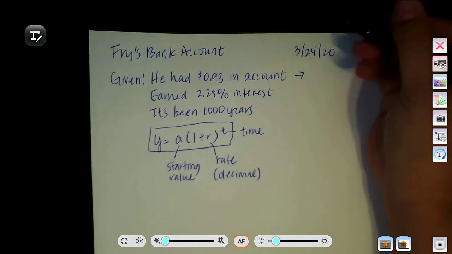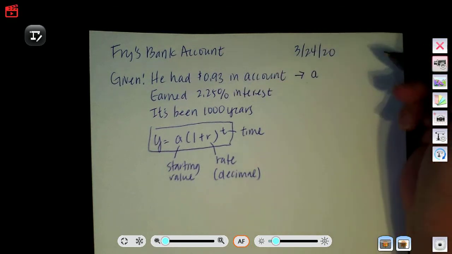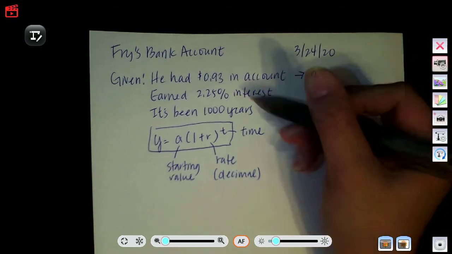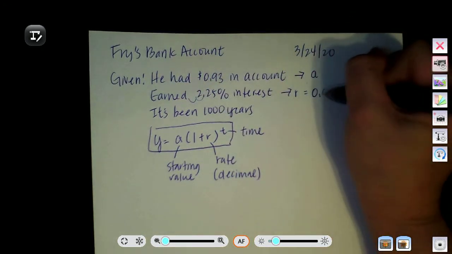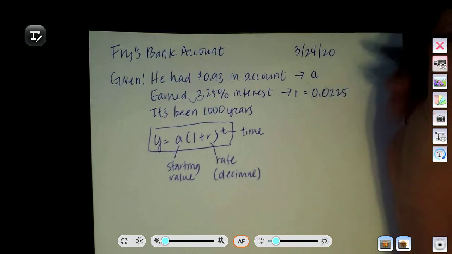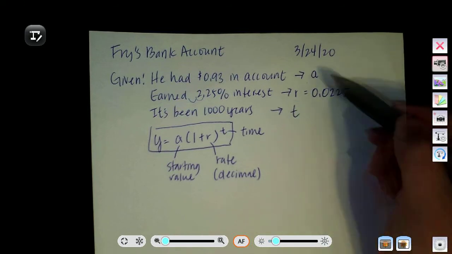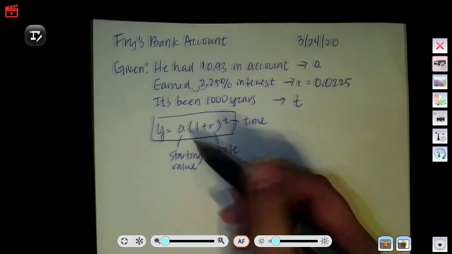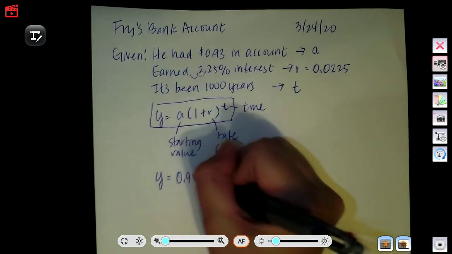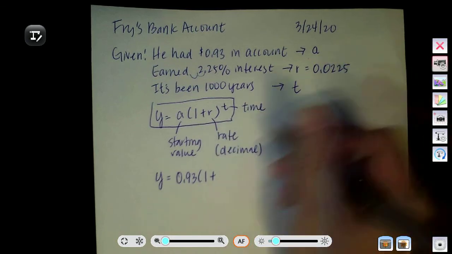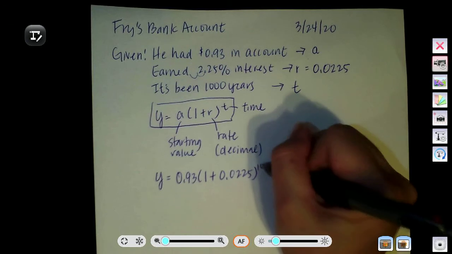Your original amount is 93 cents, so this is your A value. Being that it's a 2.25% interest rate, we need to change it into a decimal: move the decimal place 2 times, and your R is 0.0225. And it's been 1,000 years, that's your time, so that's your T. If you plug this given information into your formula, it would be A equals 93 cents that he started off with, times (1 plus 0.0225) to the 1,000th power.